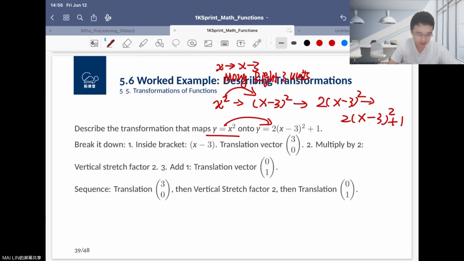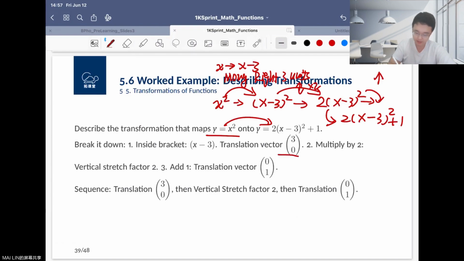And the second here is, from (x minus 3) squared turns into 2 times (x minus 3) squared. So we can say that means it stretches in the y direction 2 times, right? And the final change, because 2 times (x minus 3) squared plus 1, means we are moving upward for 1 unit, right? Okay, that is it. So that means here it is moving upward.